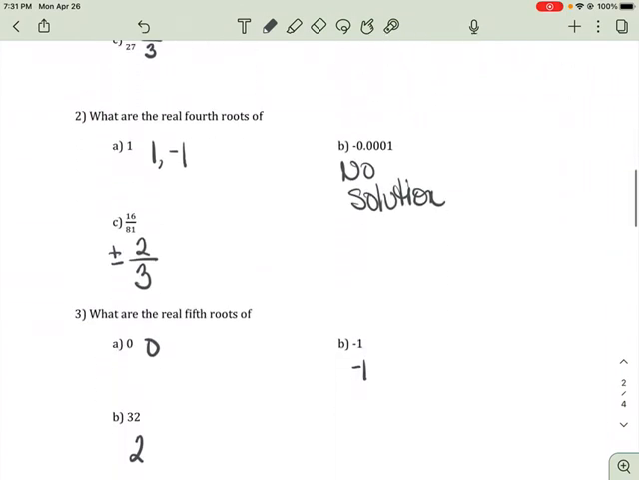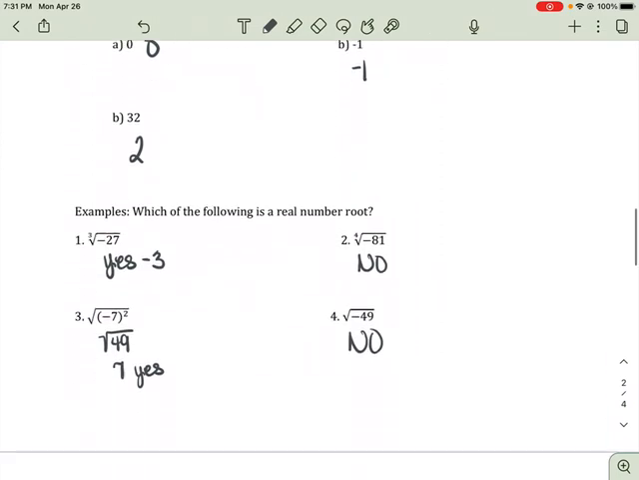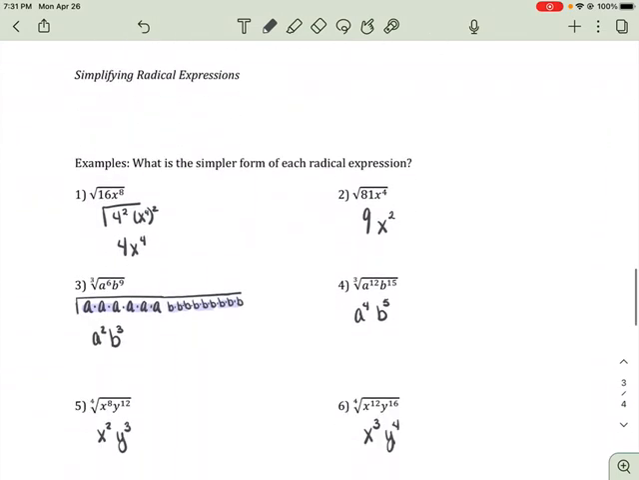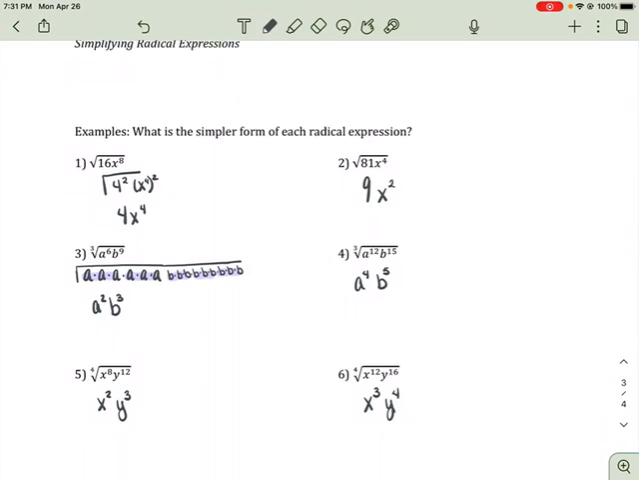Remember, you cannot take the even root of a negative number. It's not in the real number system. We're not going into the imaginaries or the complex right now. So we would do square roots, cube roots, and again, for variables, it's like how many groups of that index do we have? Keep that in mind.